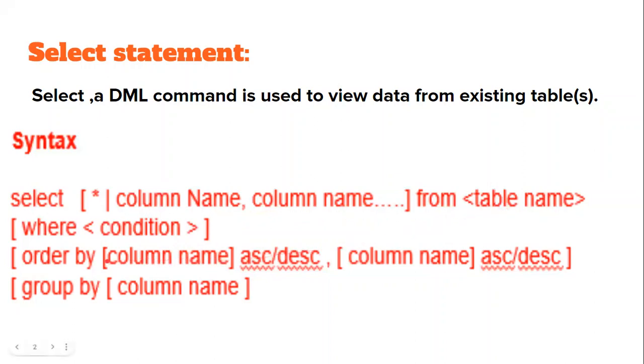Each column you have to separate with the help of the comma operator, then from table name. If you want to give any conditions, then using a where clause, you have to give the condition. Then we can use order by, group by and so on. In the coming class, I will explain. Today, we are going to see only the simple select statement and with the where clause, how to use the condition. Only that in today's class we are going to study. So let's move into the next query, how to write that.